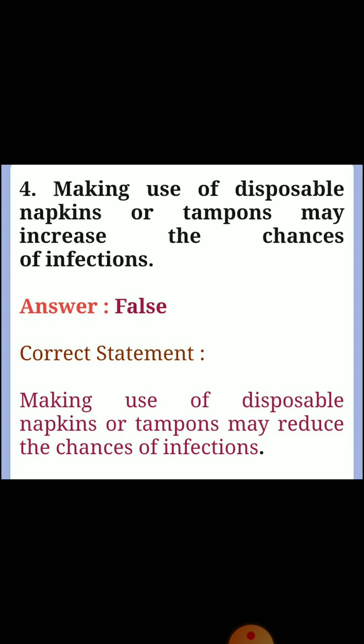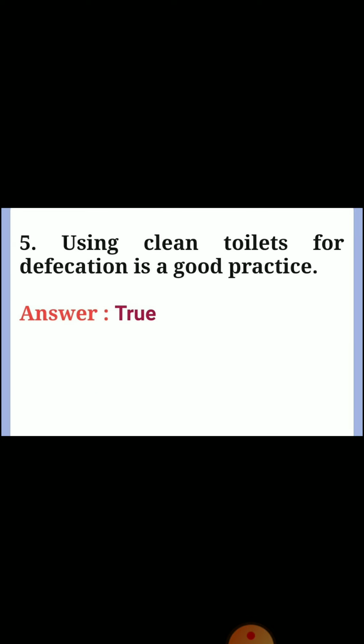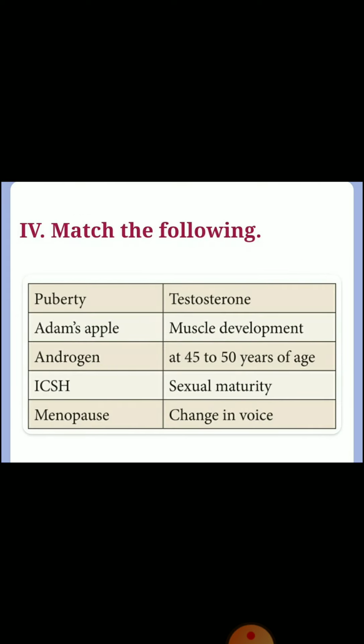Fourth one, making use of disposable napkins or tampons may increase the chances of infections. Answer false. Correct statement, making use of disposable napkins or tampons may reduce the chances of infections. Fifth one, using clean toilets for disinfection is a good practice. Answer true. Fourth one, match the following.